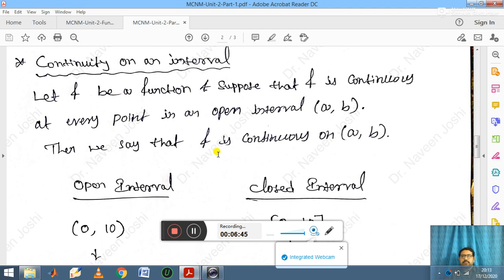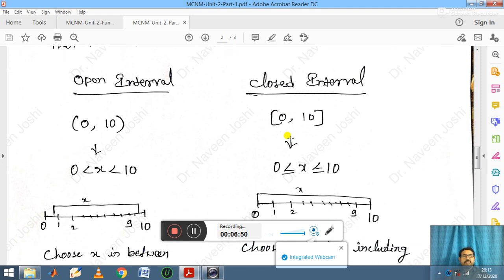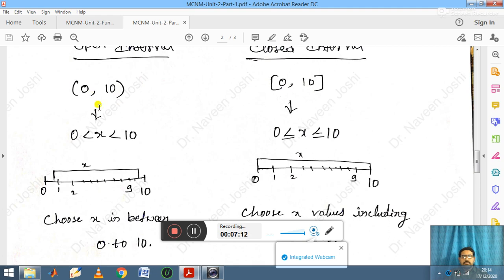Now, continuity on an interval. You should understand the difference between open and closed intervals. An open interval is represented by round brackets, (0, 10). A closed interval is represented by square brackets, [0, 10]. So what is the difference here? What is the meaning of open interval and closed interval? You can also use the notation for an open interval, 0 less than x less than 10. For a closed interval, the notation is 0 less than or equal to x less than or equal to 10.